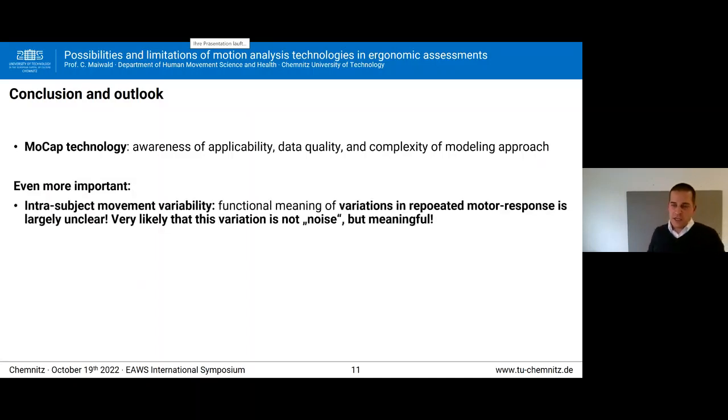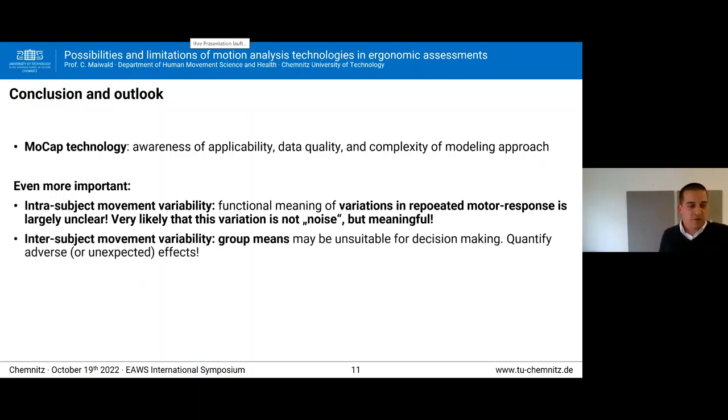It might be even more important to consider things like intrasubject variability. So what's up with these variations in repeated motor responses? This is largely unclear. Many people just regard this as noise, but it's very likely that this is not noise but actually meaningful, because people who are experts at a certain task demonstrate a different pattern of variability than people who are new at a task. Several factors influence this, beginning from expertise, fatigue, and so on.